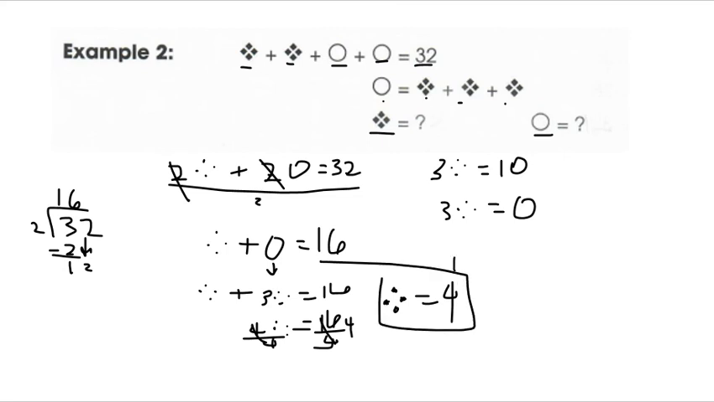And then we substitute that 4 in here. 3 times 4 is equal to the circle, and 3 times 4 is 12. So the circle is equal to 12.